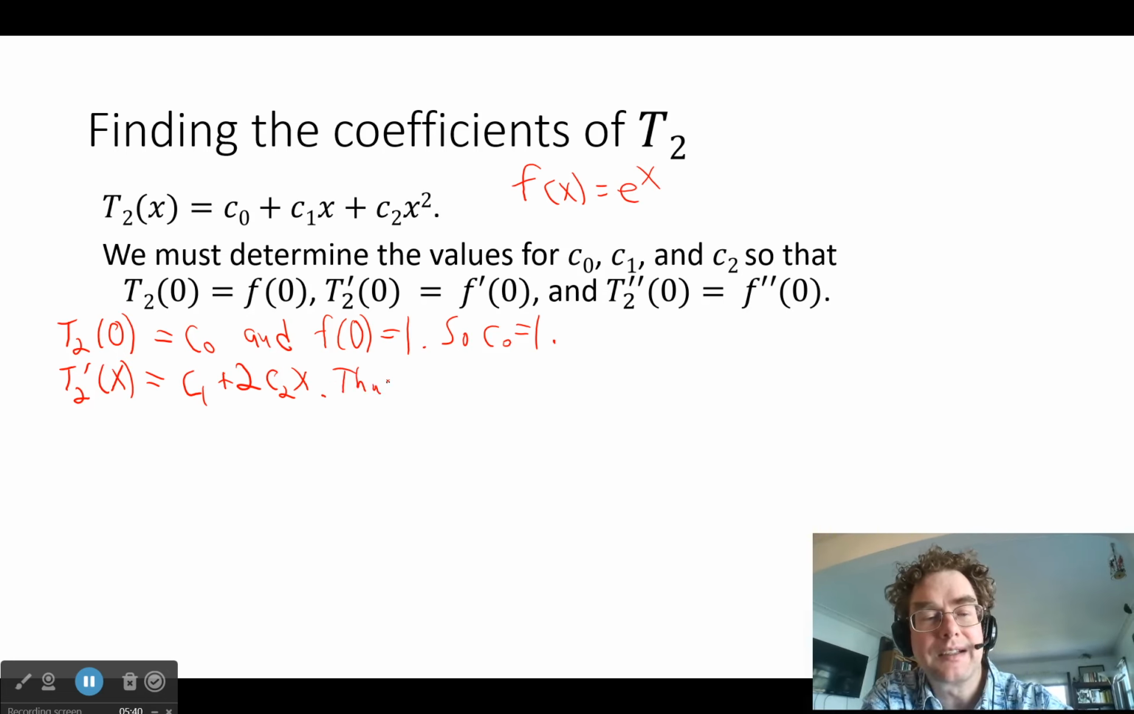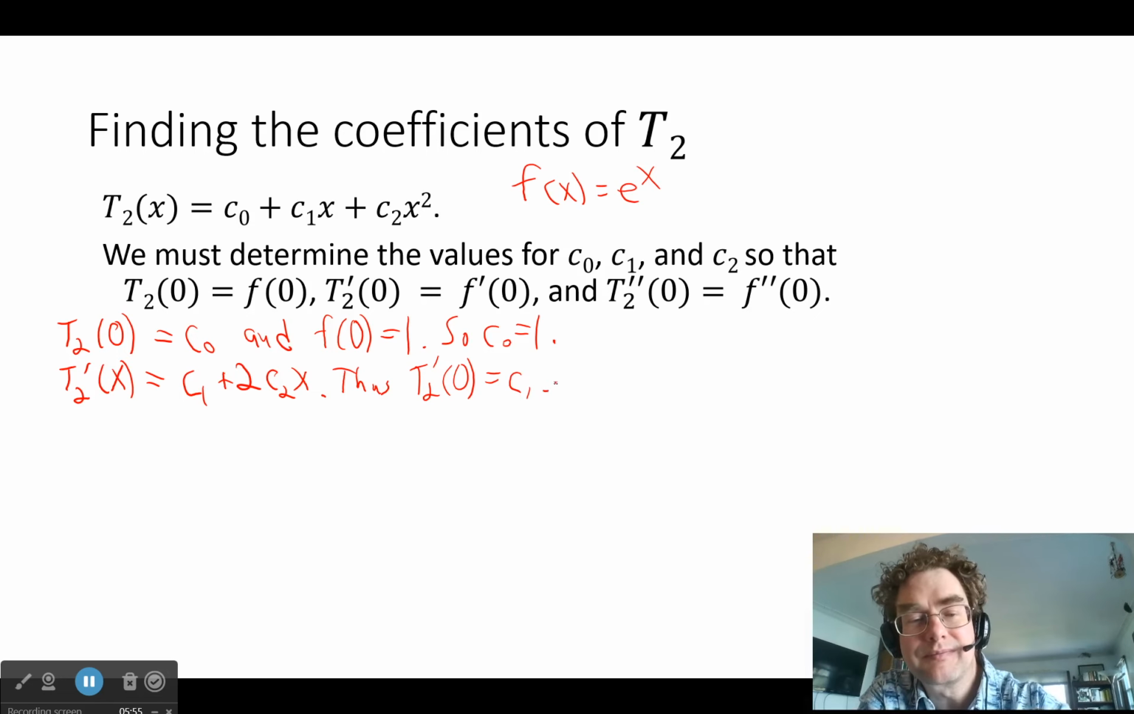And if we put in 0 now, T2 prime of 0 very conveniently turns out to be C1. Okay, and what about on the other side? Well, f prime of 0.